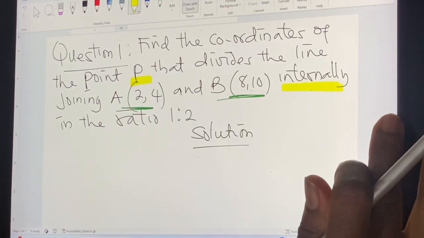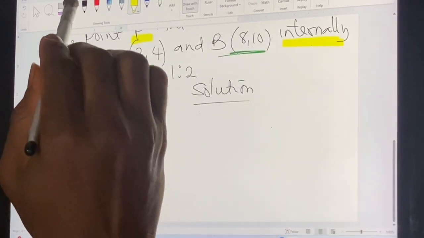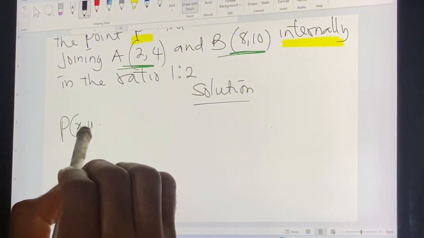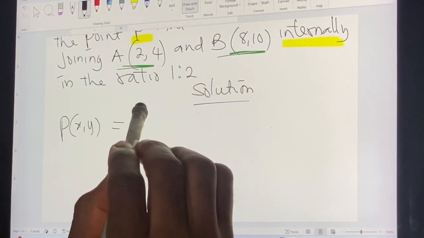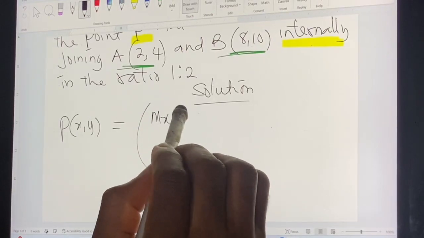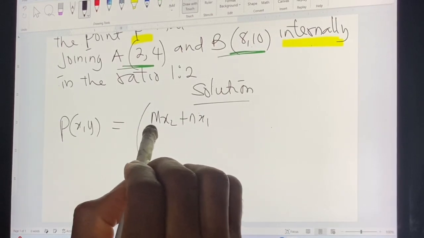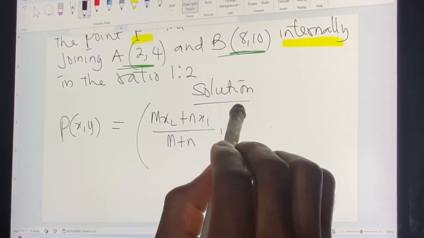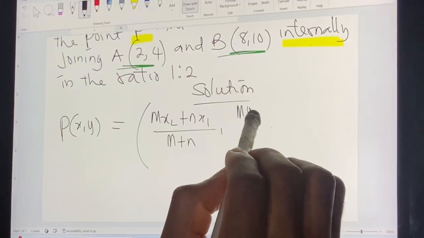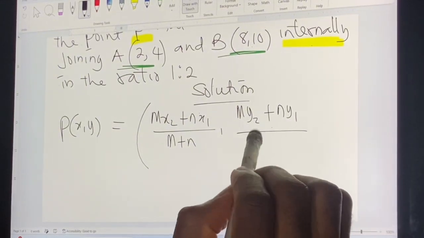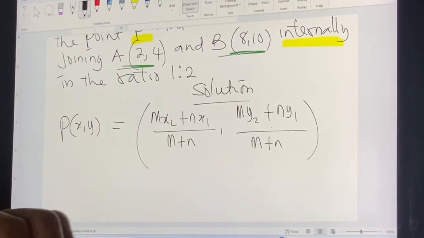And the formula for internal division is this. That is, the formula for internal division is P(x, y) is equal to (m x2 plus n x1 over m plus n, m y2 plus n y1 over m plus n). Please take note of this, okay? Let's replace the values.